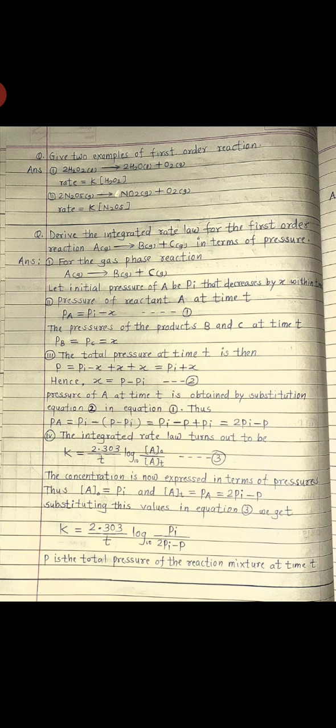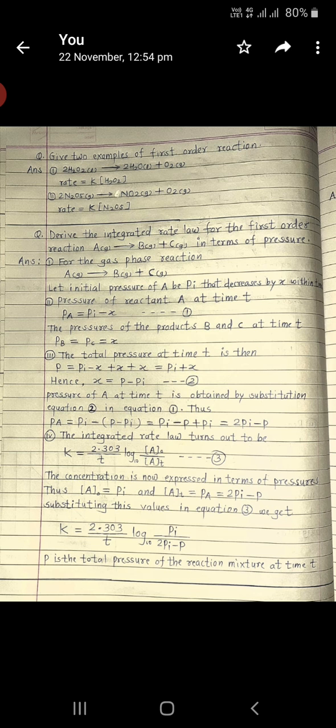So the total pressure at time t, the total pressure of reactant and product at time t, is given by P is equal to the summation of the pressure of reactant and product. So the summation of the pressure of A, the pressure of B and the pressure of C. The total pressure is indicated by P. P is equal to Pi minus X, this is the pressure of A, plus X, this is the pressure of B, and plus X, this is the pressure of C. So Pi minus X plus X plus X gives the total pressure.